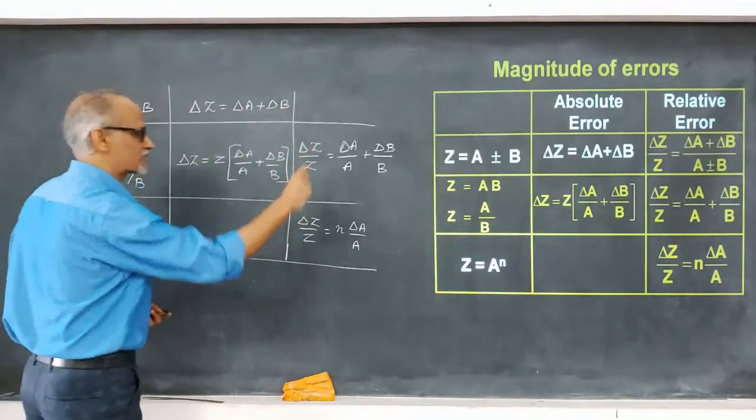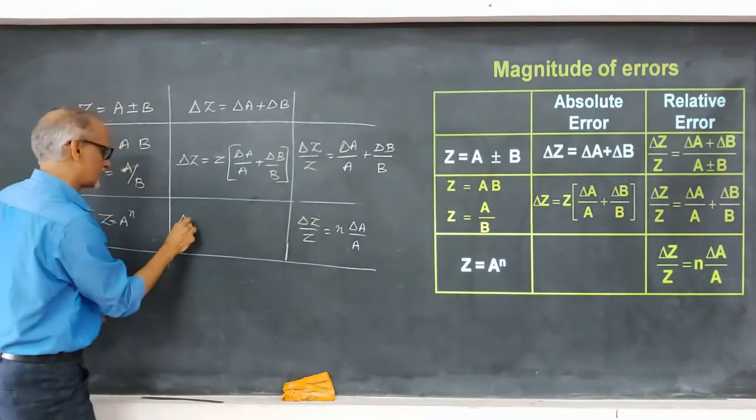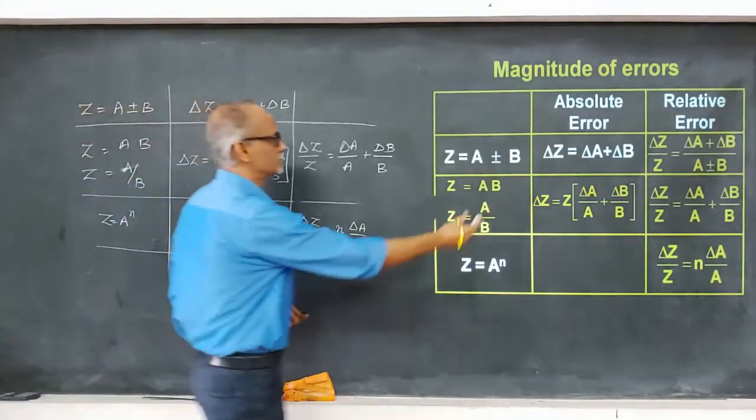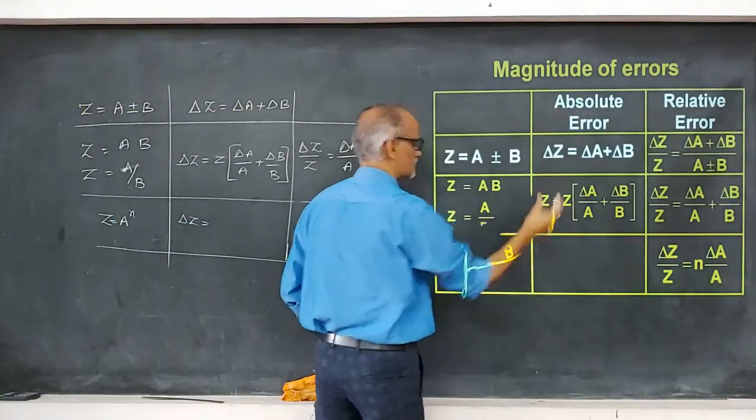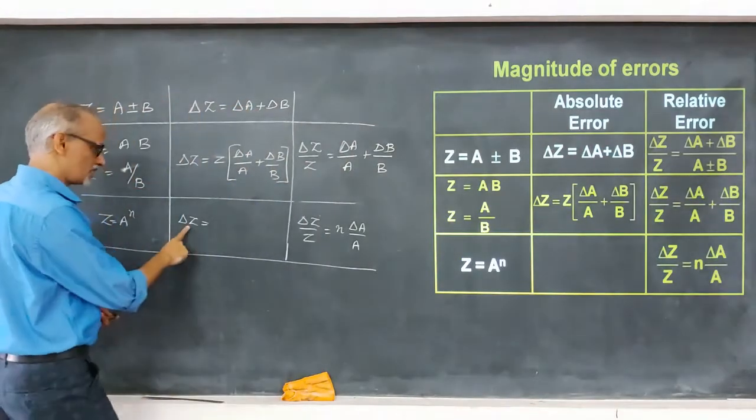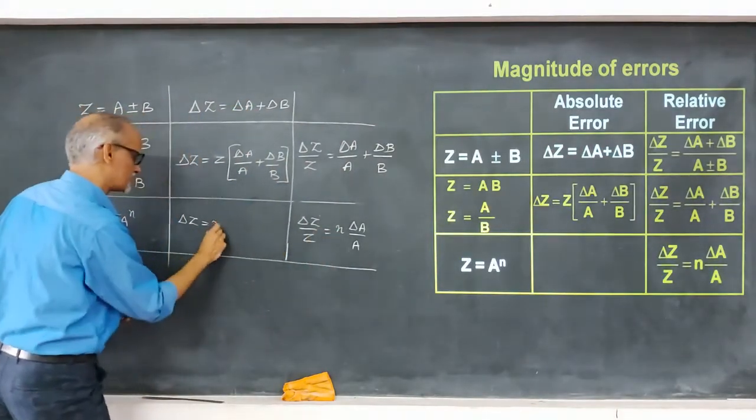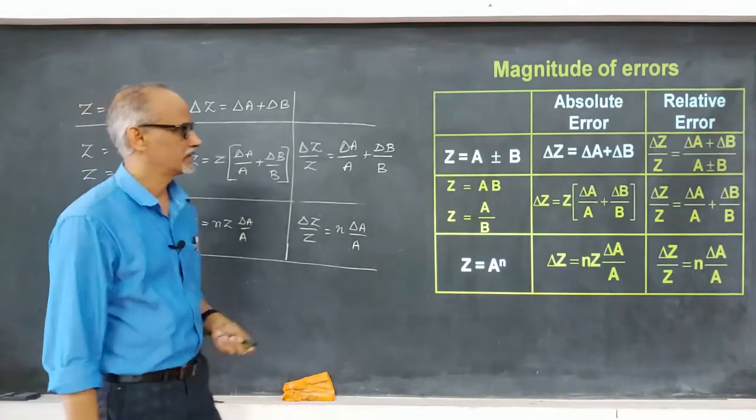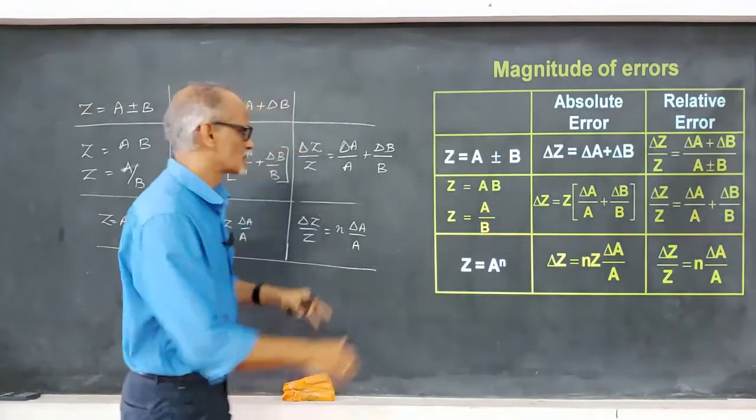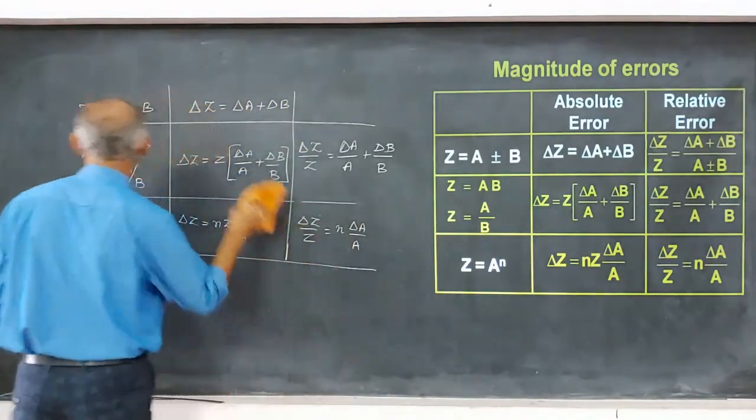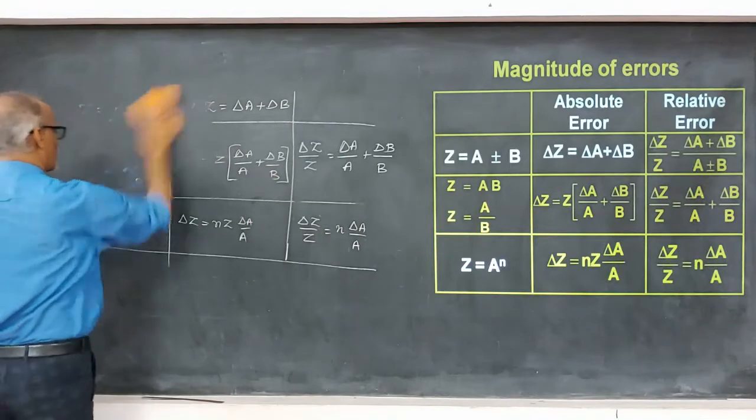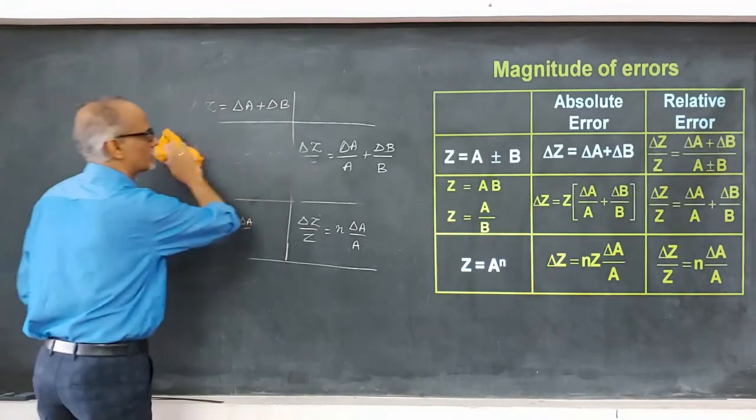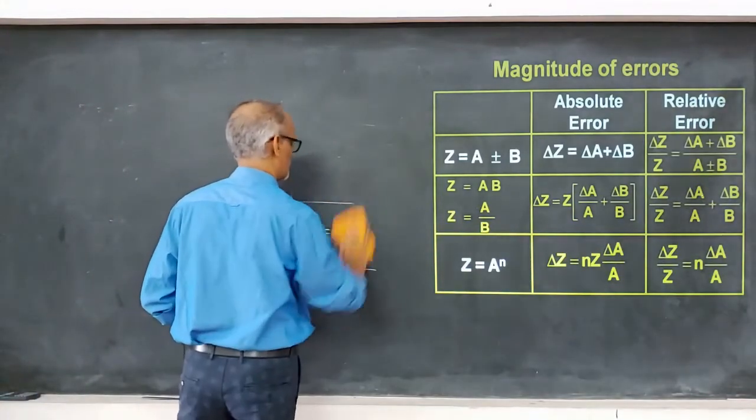Then how to find the absolute error? Just rearrange. Delta Z is always the absolute error. So, delta Z is equal to, take this Z to the other side, it becomes nZ, then delta A by A. So, that is the equation that you get. Hope it is clear regarding the rules, or the equations, to be followed while calculating the magnitude of the errors.